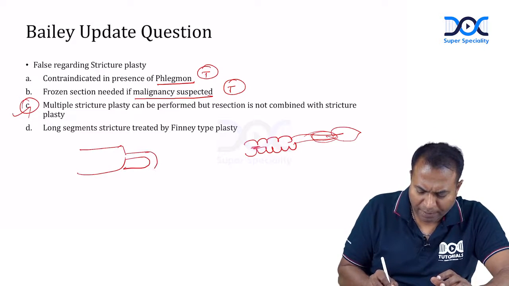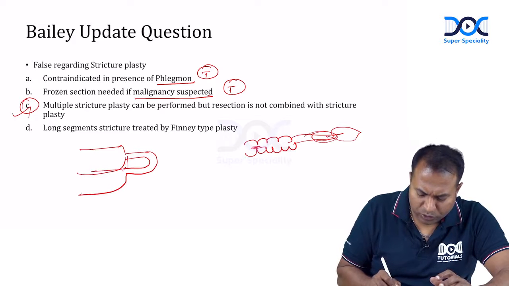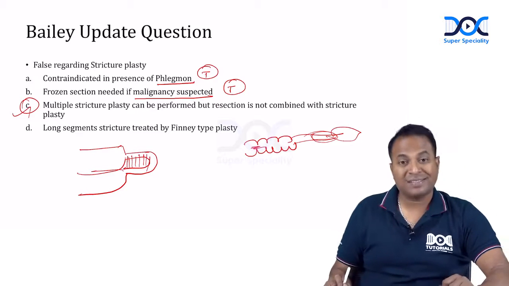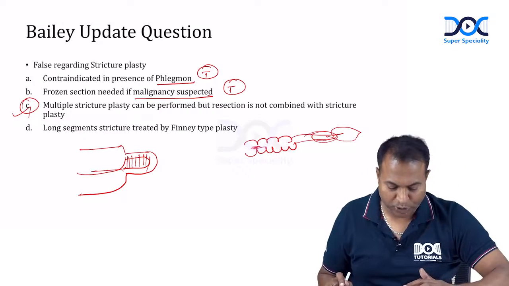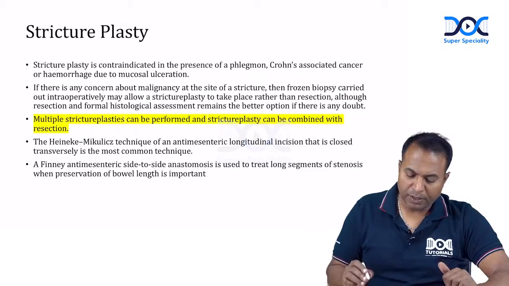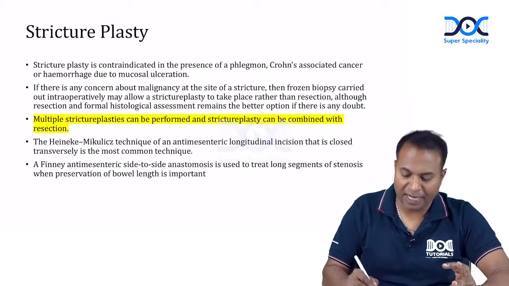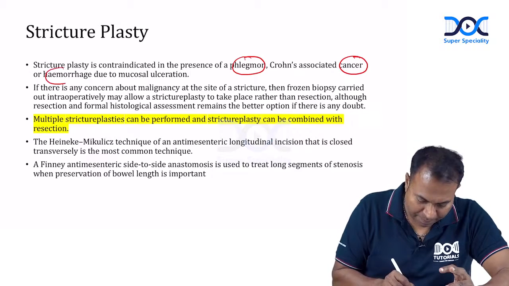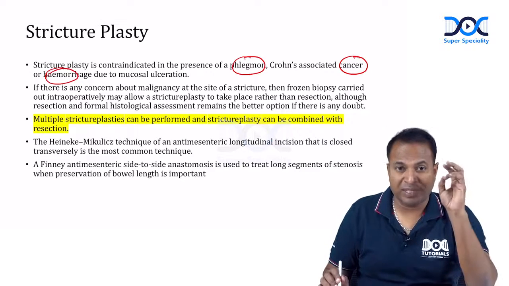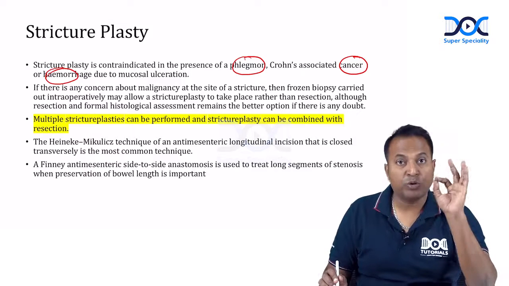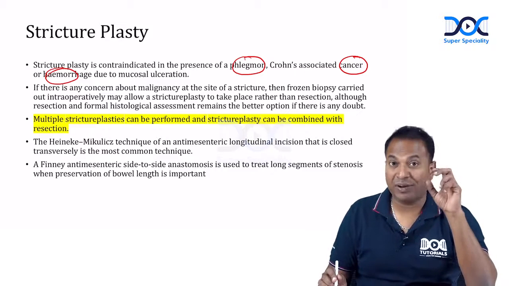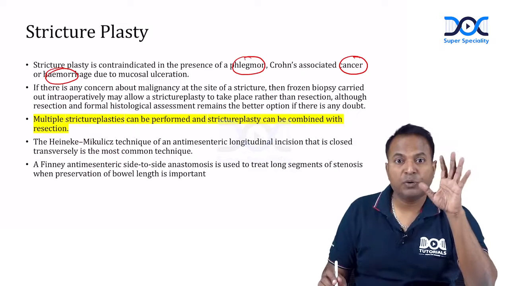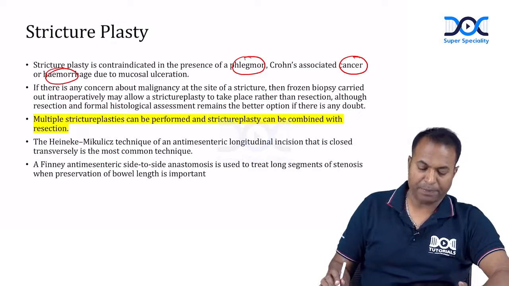You know that very well. This is a long stricture. We do a side-to-side anastomosis. This is called Finney's type strictureplasty. So, the answer is C. Strictureplasty is contraindicated in phlegmone, cancer, and hemorrhage. When there is a phlegmone, bleeding, or cancer, you should not do strictureplasty. When you suspect cancer, in fact, you should do a frozen section biopsy.